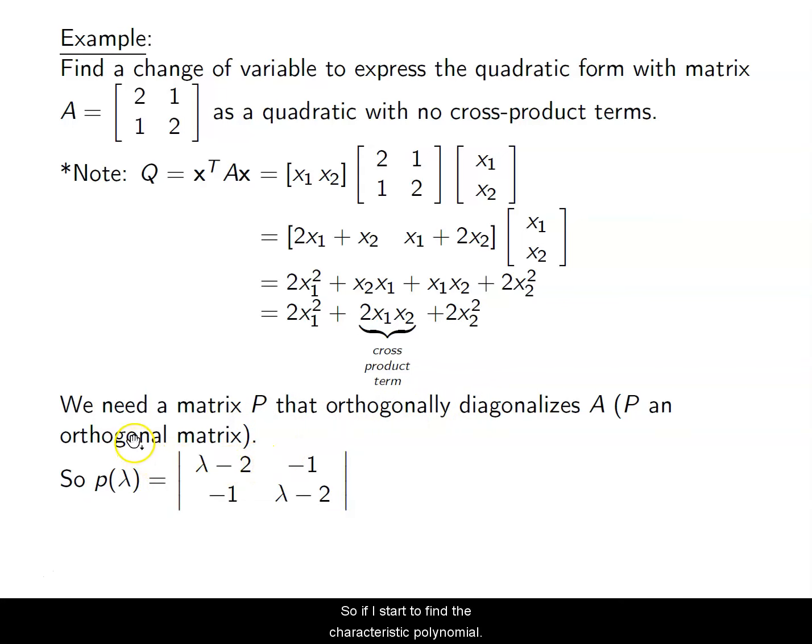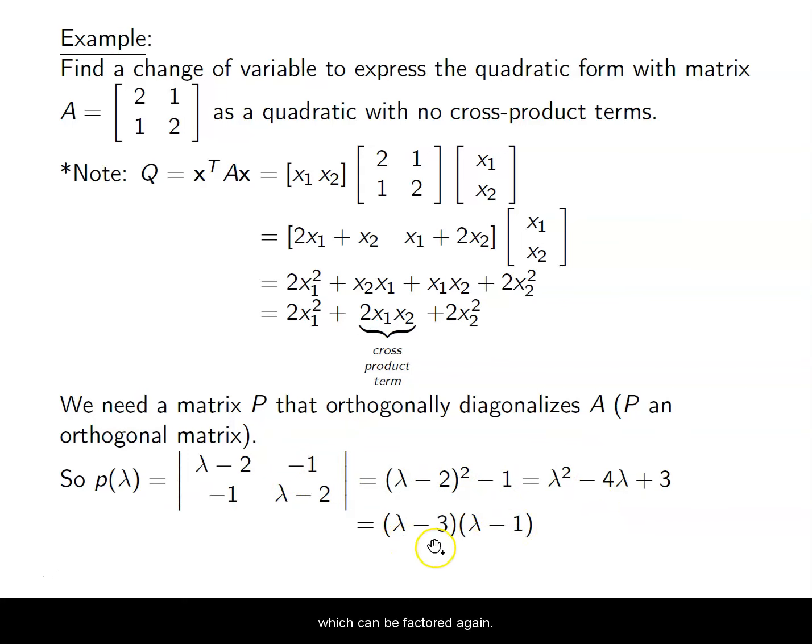If I start to find the characteristic polynomial, I have (lambda minus 2) squared minus a positive 1, because negative 1 times negative 1 is positive 1. This expands into a nice form, which can be factored again. And these are the eigenvalues that we have. We've done this like the 4th or 5th time now with this matrix, so you should have these results. That's why I'm going through it semi-quickly.